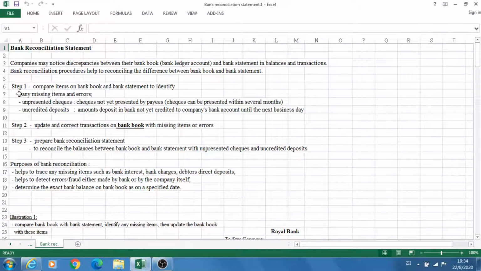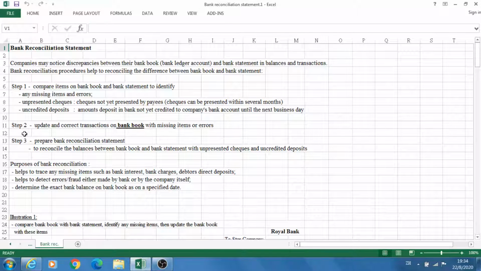Step 1. Compare items on bank book and bank statement to identify any missing items and errors. Unpresented checks: checks not yet presented by payees. Checks can be presented within several months. Uncredited deposits: deposits made in the bank but not yet credited to the company's bank account until the next business day.